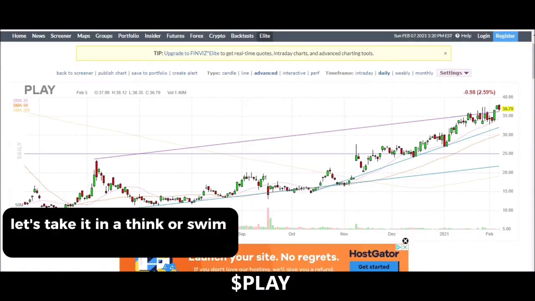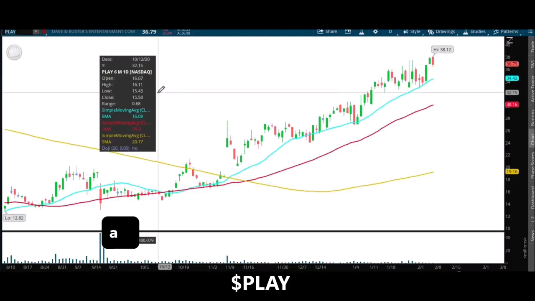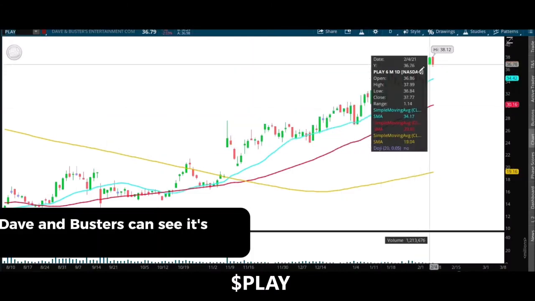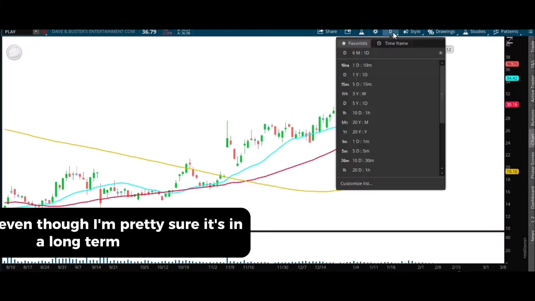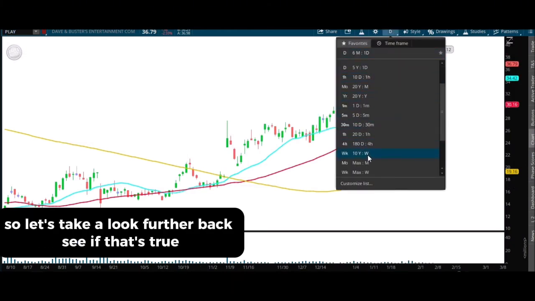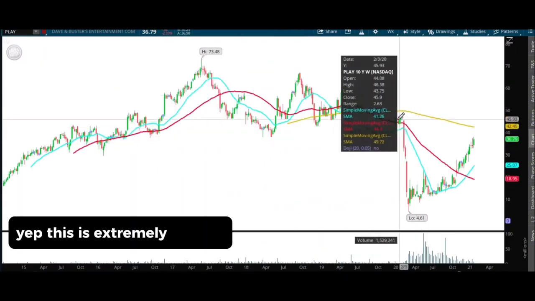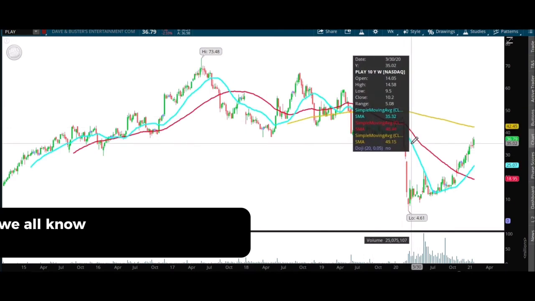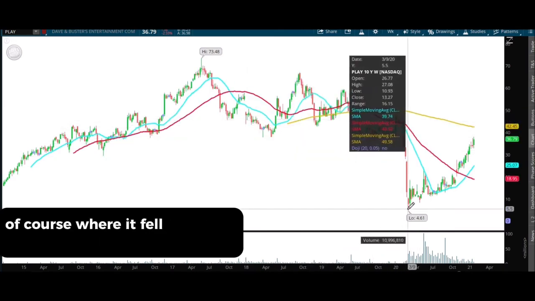Let's take it into Thinkorswim and take a closer look. Okay, we're looking at the daily chart on PLAY, Dave & Buster's. You can see it's in a strong uptrend in the short term, even though I'm pretty sure it's in a long-term downtrend. So let's take a look further back, see if that's true. Yep, this is extremely bearish. I mean, look what happened here. We all know this is, I guess, around March, of course, where it fell off a cliff.